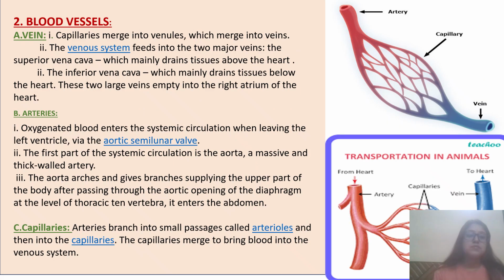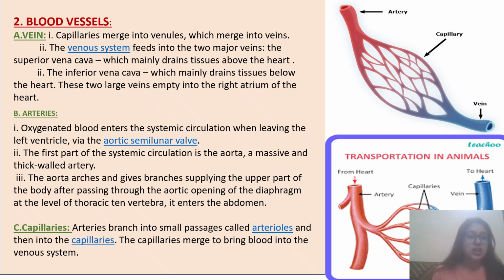Next organ is blood vessels. Blood vessels are composed of veins, arteries and capillaries. Veins. Capillaries merge into venules, which merge into veins. The venous system feeds into the two major veins: the superior vena cava, which mainly drains tissue above the heart, and the inferior vena cava, which mainly drains tissue below the heart. These two large veins empty into the right atrium of the heart.